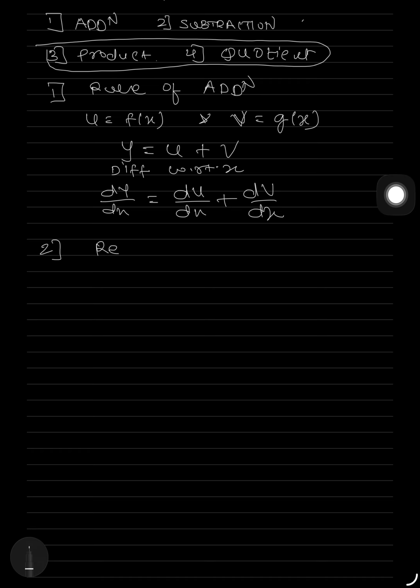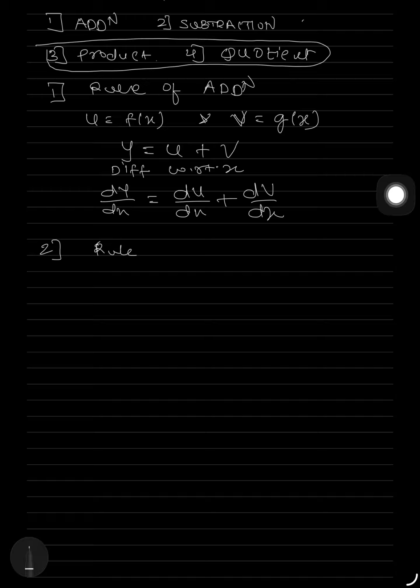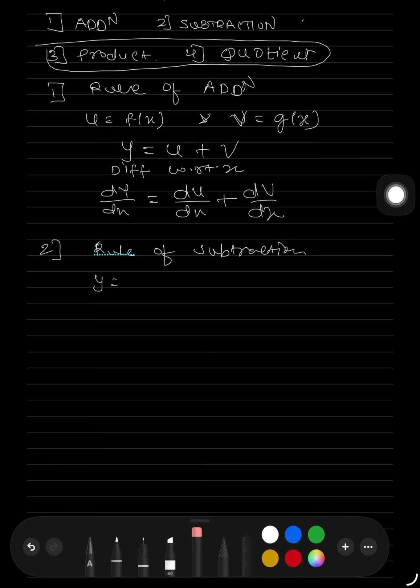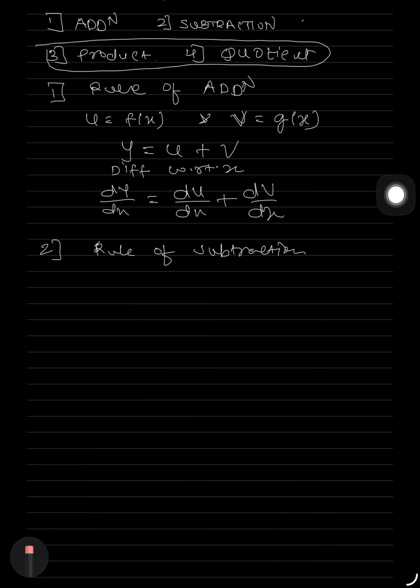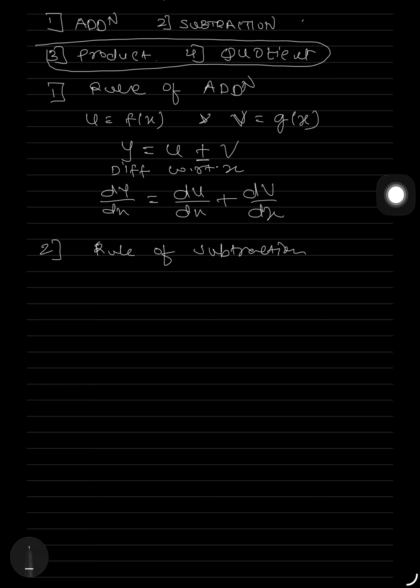Second, the rule of subtraction is the same. If y is equal to u minus v, it will become minus, so dy by dx is du by dx minus dv by dx. It's a very simple rule of addition and subtraction. For that we will go by an example.